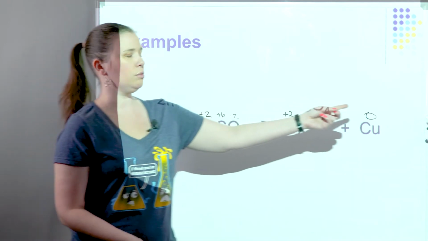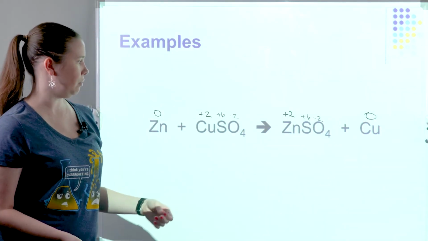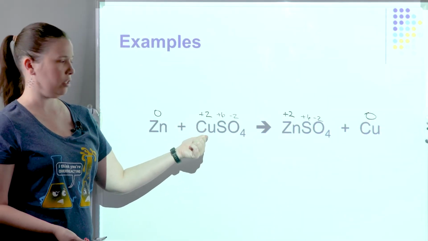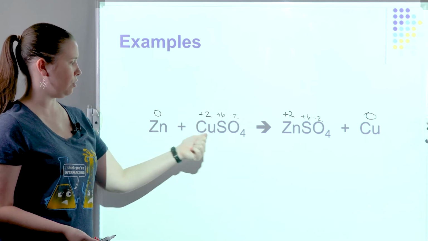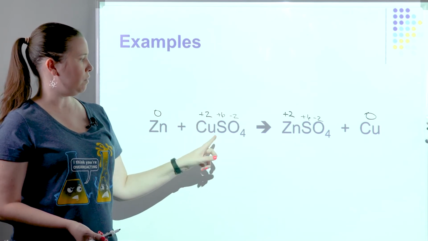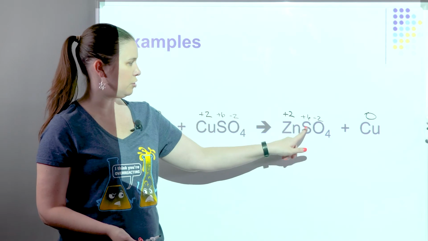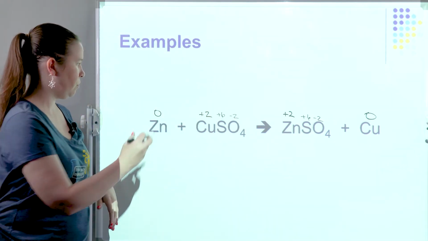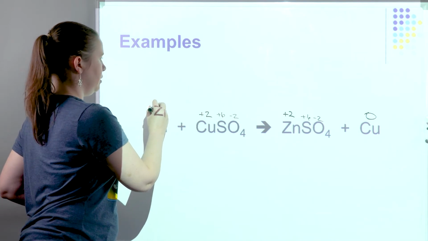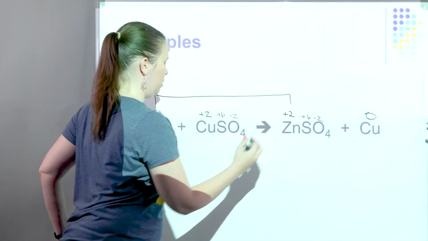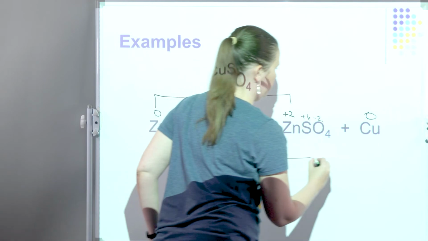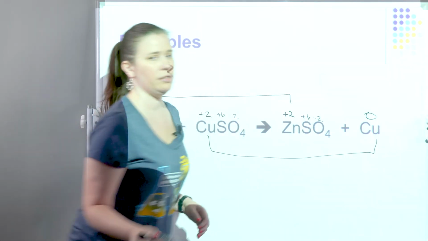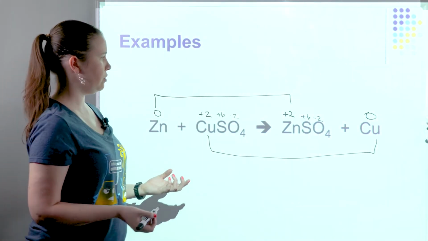Copper started at +2 and ended up as 0. So that's also a change. So the oxidation and reduction reaction is occurring between the zinc and the copper. If you look at the other atoms, sulfur doesn't change and the oxygen doesn't change. So it's only between the zinc and the copper. So I'm going to go ahead and connect the zinc with a bracket and the copper with a bracket. This is going to start building into our next set of notes for balancing these reactions.